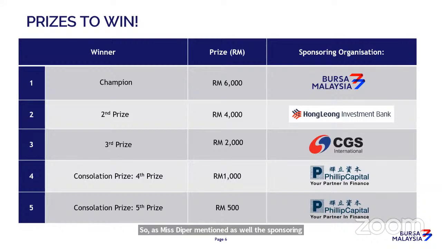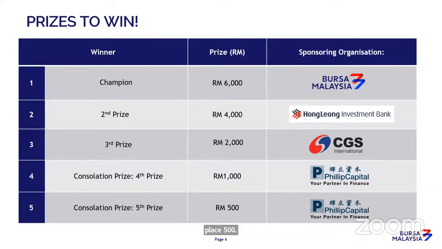All right. So for those of you who do well and reach the final stage of this competition, you are actually in the running to win all these cash prizes. And the champion will win a RM6,000 cash prize sponsored by Bursa. The second prize is RM4,000 sponsored by Hong Leong Investment Bank. Third prize RM2,000 sponsored by CGS International. And the consolation prize, which is RM1,000, and also the fifth place RM500, sponsored by Phillip Capital.